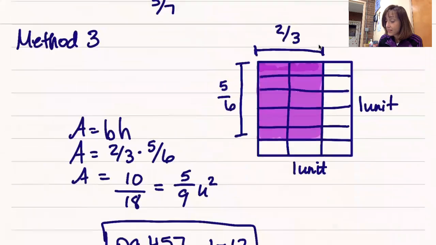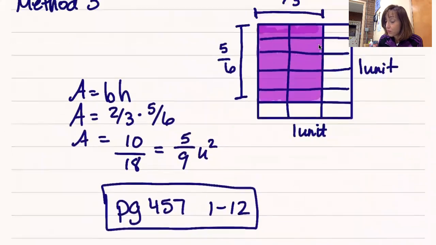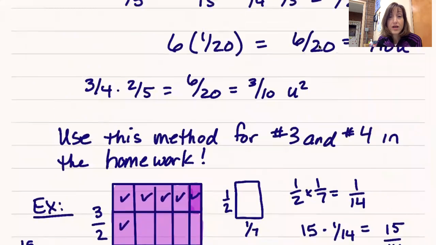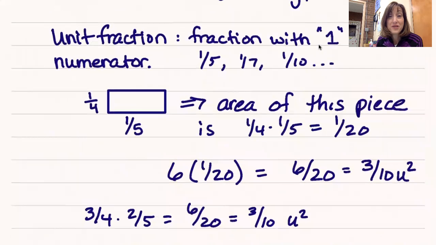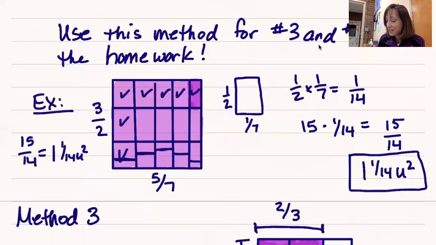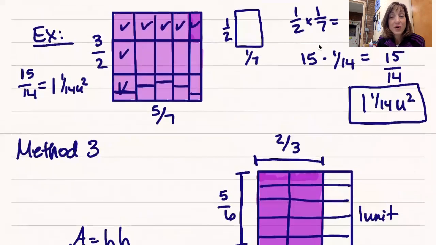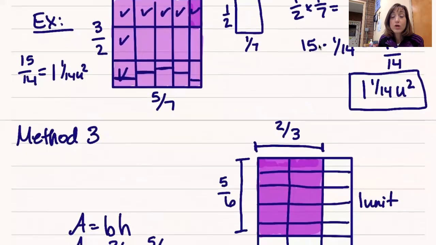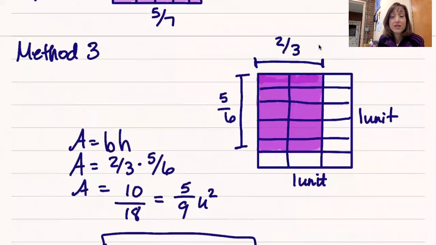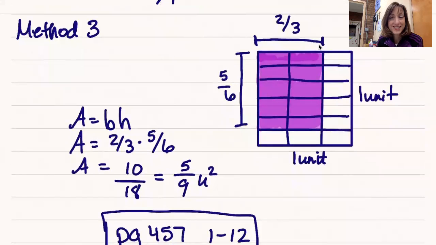Okay, that's it for now, everybody. Just remember three methods for finding the area of a rectangle. You can just use your formula, base times height. You can split it into smaller rectangles with fractional side lengths, or you can compare the rectangle to the whole one unit square shape, and then find the fractional units there.